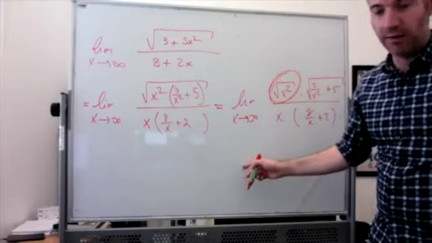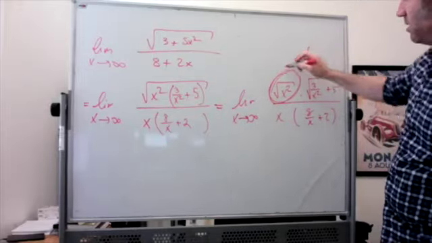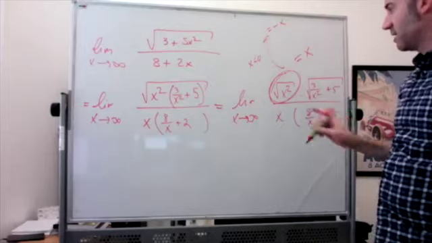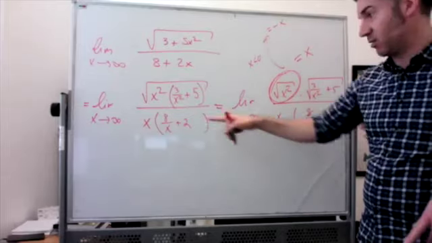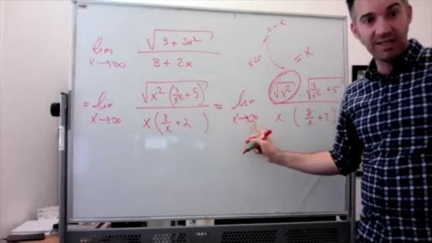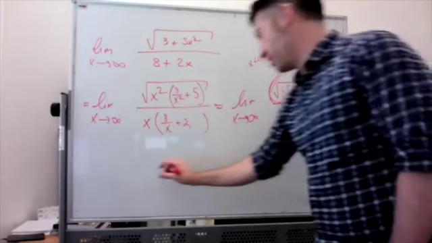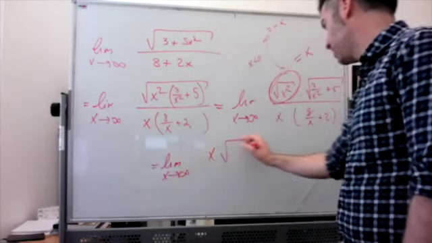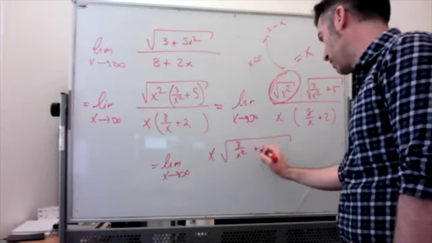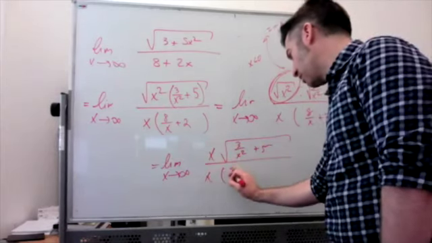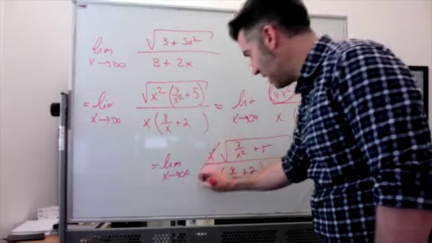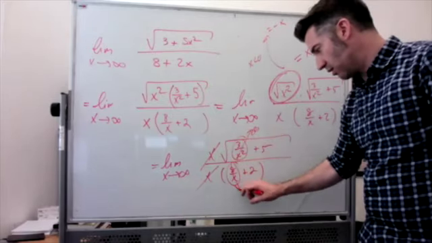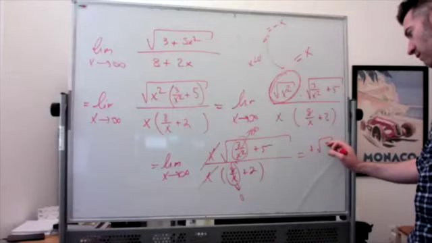If x is positive, then this is just equal to x. But if x is negative, this is equal to negative x. So this is the step where it depends on whether x is approaching infinity or negative infinity. In this case, since x is approaching infinity, we would rewrite this as the limit as x approaches infinity of just x times the square root of 3 over x squared plus 5 over x times 8 over x plus 2. Then the x's cancel, and this goes to 0, this goes to 0, and you're left with the positive square root of 5 over 2.